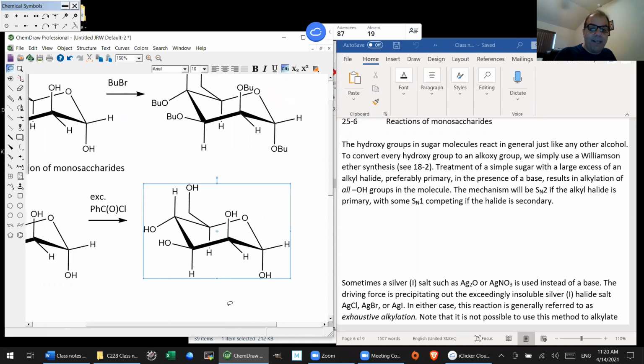And again, I would anticipate, oops, no, that is right. I would anticipate that you would make benzoate esters on every last one of these OHs. So the mechanism for that we studied back in chapter 21. It's a nucleophilic acyl substitution reaction. So if you've forgotten that mechanism, please do review that.